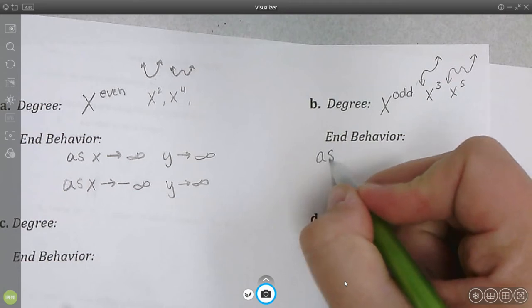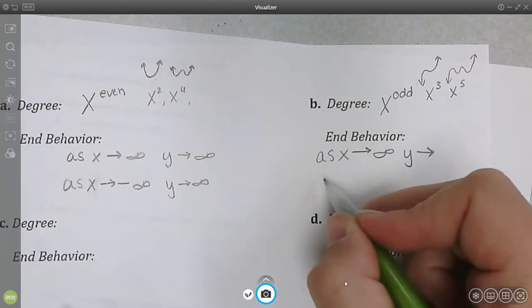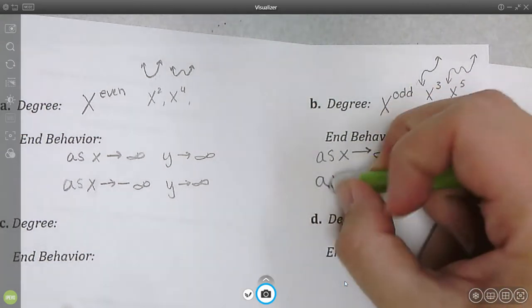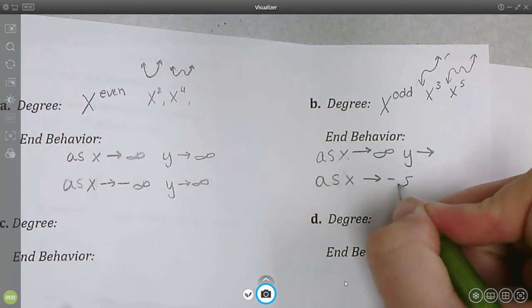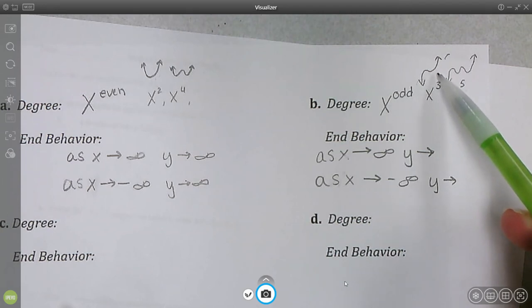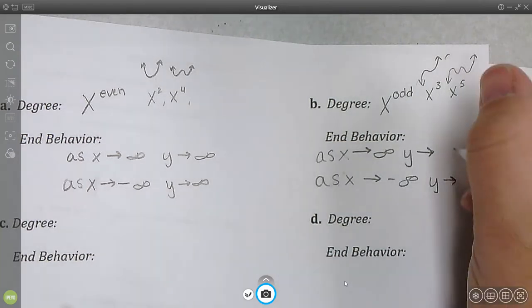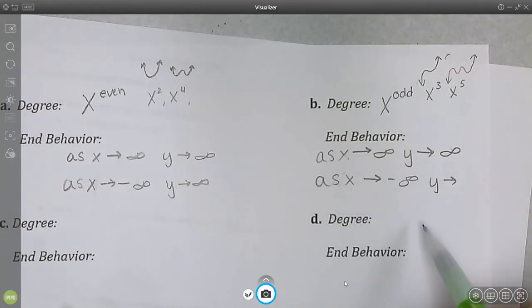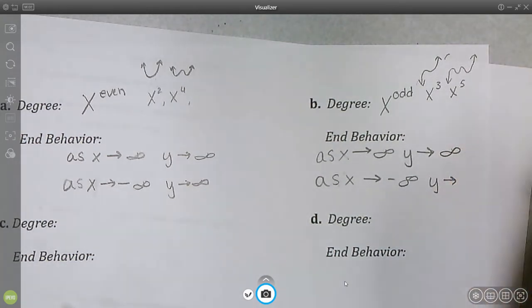So we have as x goes to infinity, y goes to something, and L, not x. And then as x goes to negative infinity, y goes to what? So let's look. As x is going this way to infinity to the right, your y is also going to infinity. Then as x goes to negative infinity, so now we're going this way, your y is also going to negative infinity.